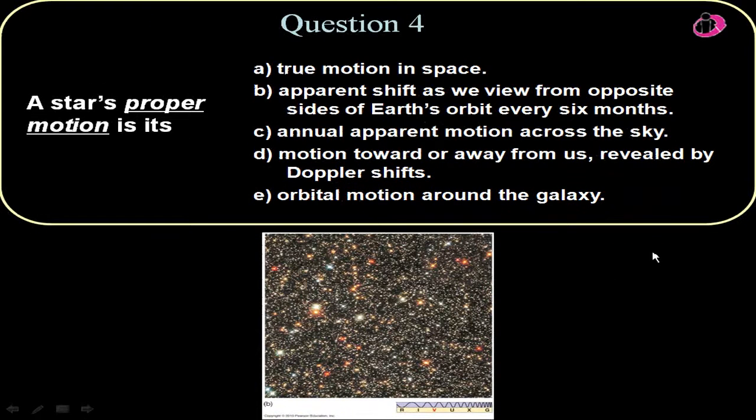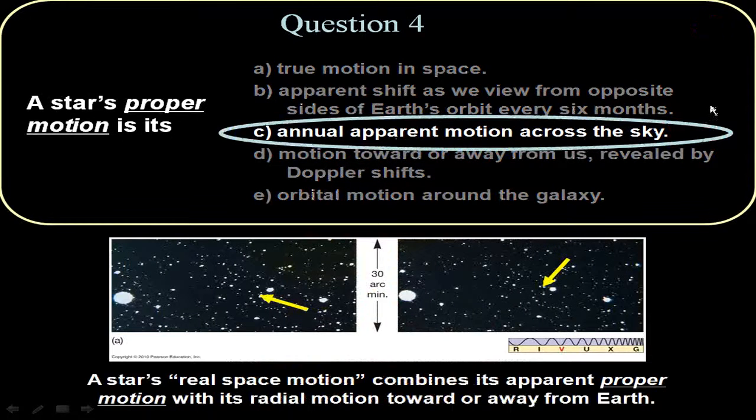Question number 4. A star's proper motion is the amount of motion a star will make over the course of a year as measured on the same day each year. So you just want to make sure you make the same measurement, see how far it's moved against the backdrop of stars on that same day each year. So that would be its annual apparent motion across the sky. Barnard's star has the most annual apparent motion, its proper motion, on the same day each year.